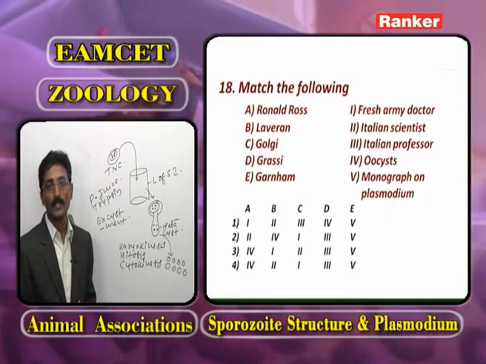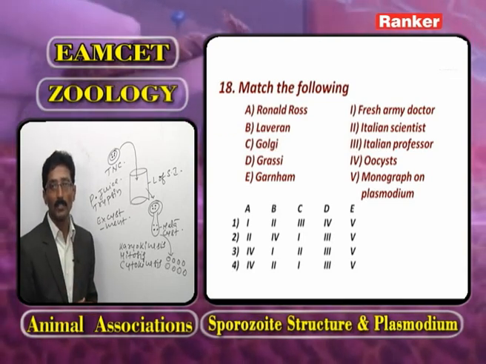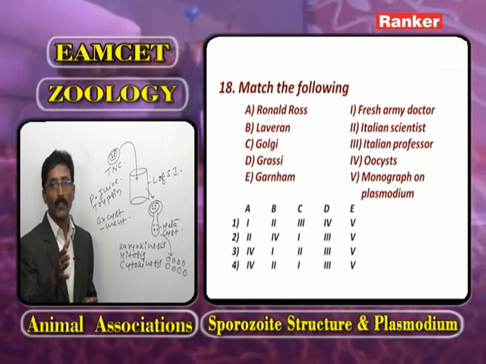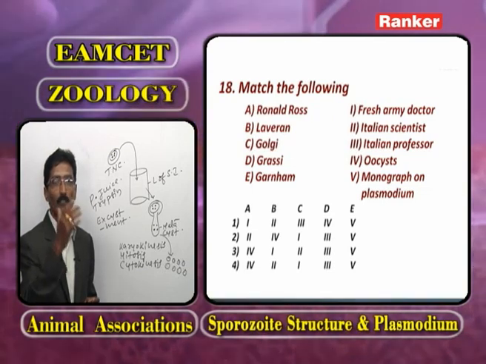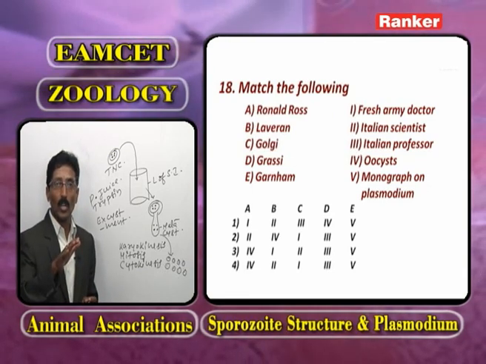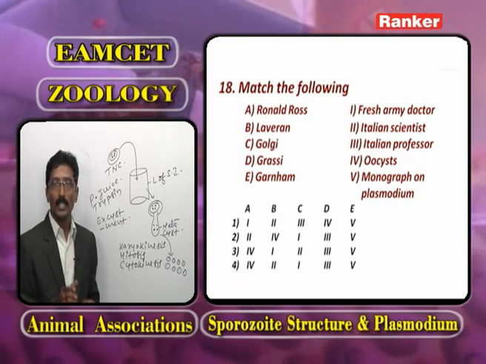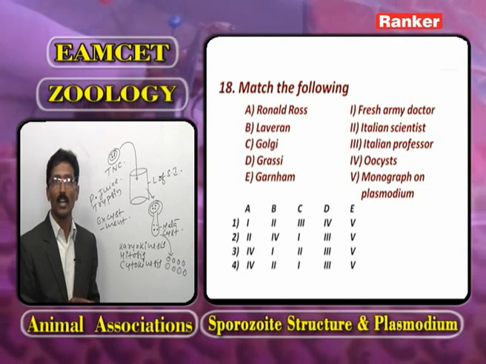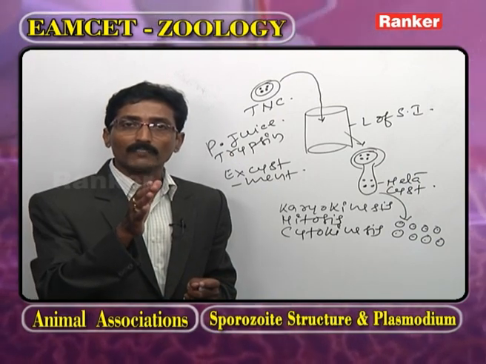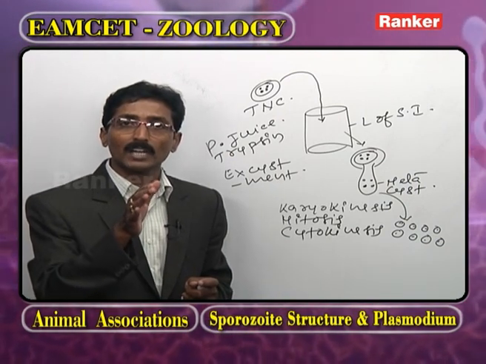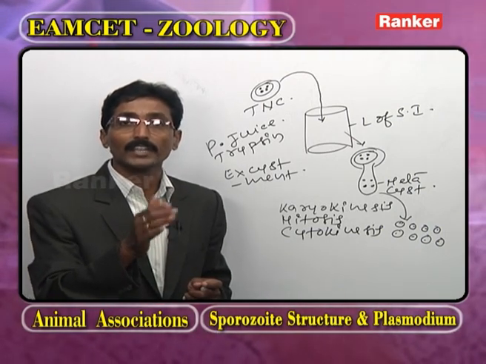Sir Ronald Ross, he is a British army doctor. He worked at Secunderabad. One day, he identified the oocyst of Plasmodium on the stomach wall of the female Anopheles mosquito. So, Sir Ronald Ross is associated with the oocyst. What about Laveran? His complete name is Charles Laveran, French army doctor. He first identified the Plasmodium in the blood of a malarial patient. He was considered the father of malariology.